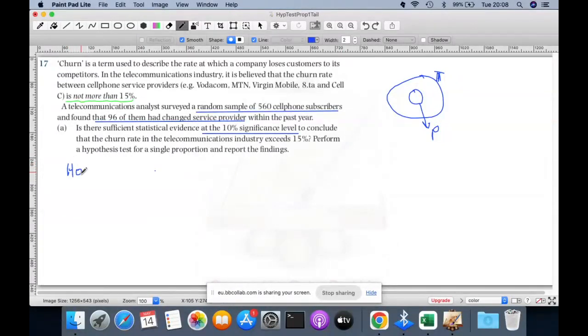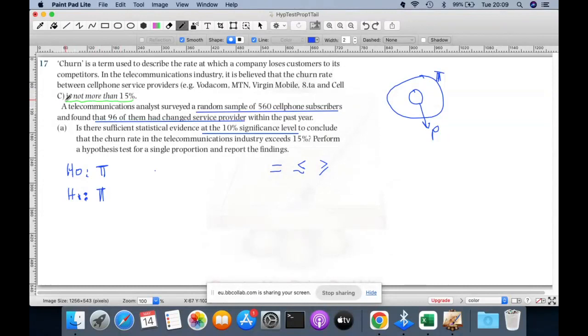So you're going to have H naught and H1. If you remember what I said in the previous question, H naught can take only these three symbols: equals to, less than or equal to, and greater than or equal to. So we're going to be talking about pi and pi here, and we're going to have to use the symbols for H0 and H1.